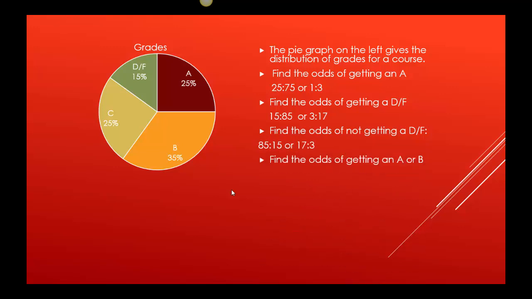The odds of getting an A or a B. So I can see A is 25%, B is 35%. So when you add that up, that's 60%, which means I have a remaining 40%. So 60 to 40 is the same thing as 3 to 2.